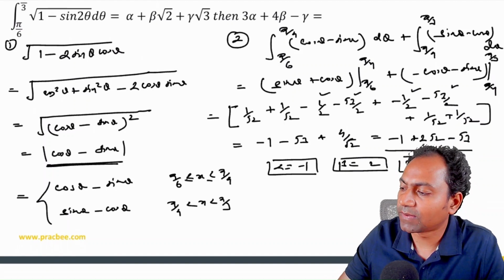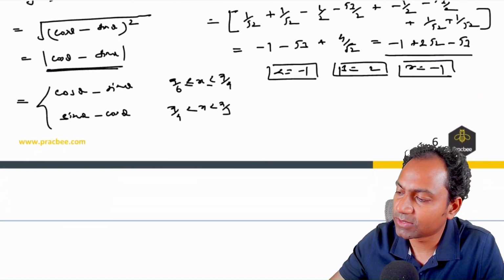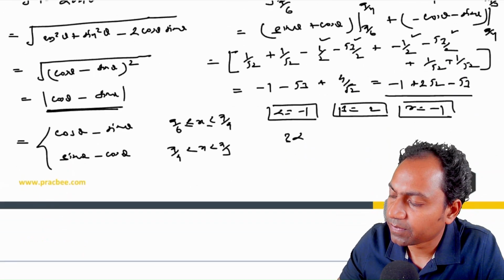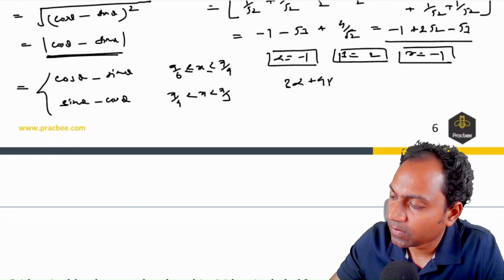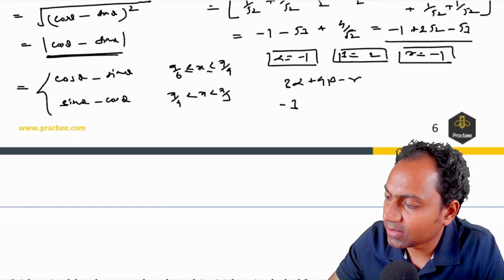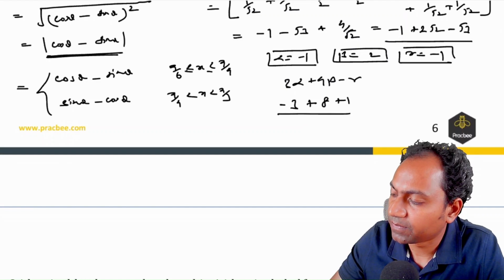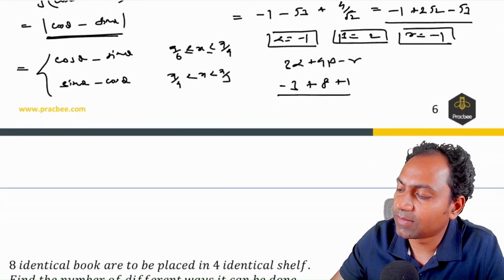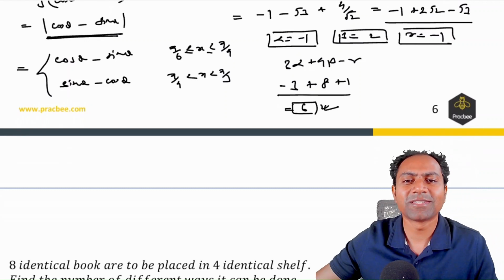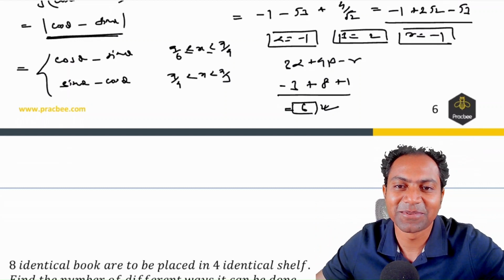Once you have got this value, it is very simple to find the value of 3 alpha plus 4 beta minus gamma. If I put the values, 3 alpha becomes nothing but minus 3, this becomes nothing but 8 and this becomes nothing but 1. So the answer becomes 9 minus 3, that is nothing but 6. Quite a simple question, but it has two separate parts, one based on trigonometry, another based on integration.